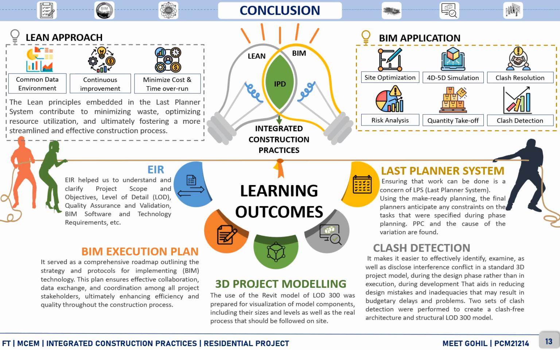The BIM execution plan serves as a comprehensive roadmap outlining strategy and protocol for implementation of BIM technologies. This plan ensures effective collaboration, data exchange, and coordination among the project stakeholders, ultimately enhancing the efficiency and quality throughout the construction process. For 3D project modeling, the Revit model at a level of detail of 300 was prepared for visualization of model components, including their size and levels, as well as the real process that should be followed on site.